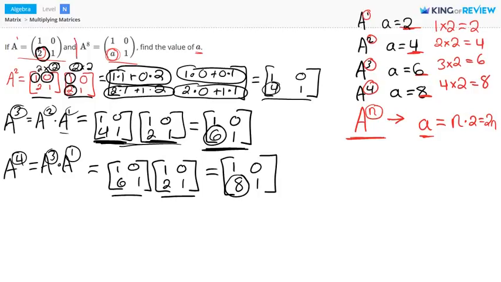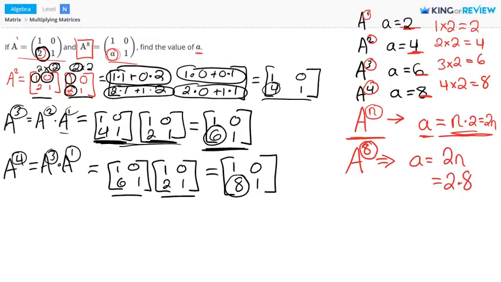So now we're asked to find this a entry for A to the power of 8. Following this setup, to get the a value we do 2 times n, and in this case, the n value is 8. So this equals 2 times 8, which equals 16. So we know that the a value in matrix A to the 8th power is going to be 16. So 16 is the final answer.